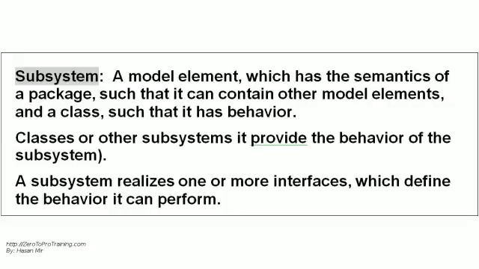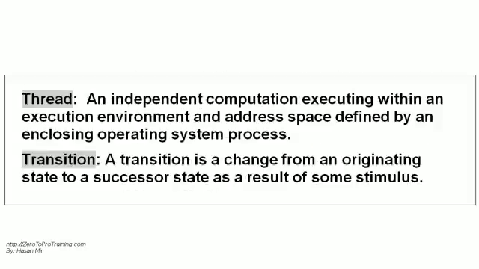Next, subsystem, a model element which has the semantics of a package, such that it can contain other model elements, and a class, such that it has behavior. Classes or other subsystems provide the behavior of the subsystem. A subsystem realizes one or more interfaces, which define the behavior it can perform. Next, thread, an independent computation executing within an execution environment and address space defined by an enclosing operating system process. Transition, a change from an originating state to a successor state as a result of some stimulus.